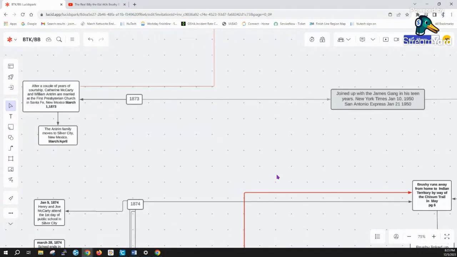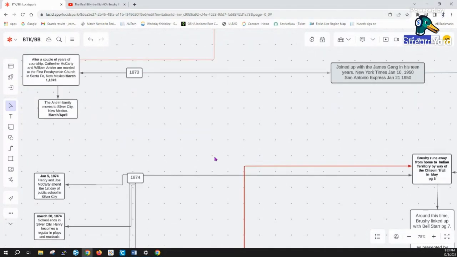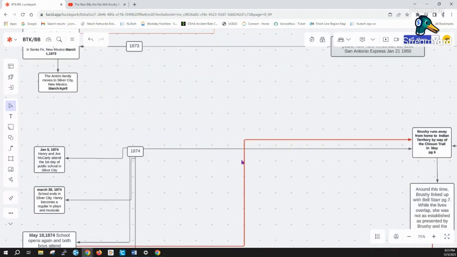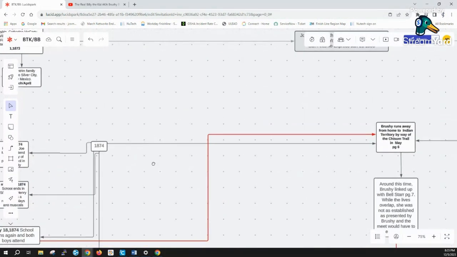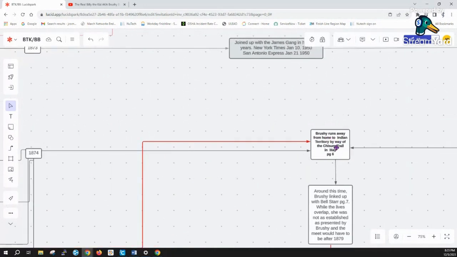But moving on down to 1874, and you guys are smart out there in YouTube land. I'm sure you started noticing red starts to become a problem here. 1874, Brushy runs away from home to Indian Territory by way of the Chisholm Trail in May. This is page 6. Now, the reason this happened was Brushy was a Bronco buster, according to himself, and he was breaking horses, and he and his father had a falling out.